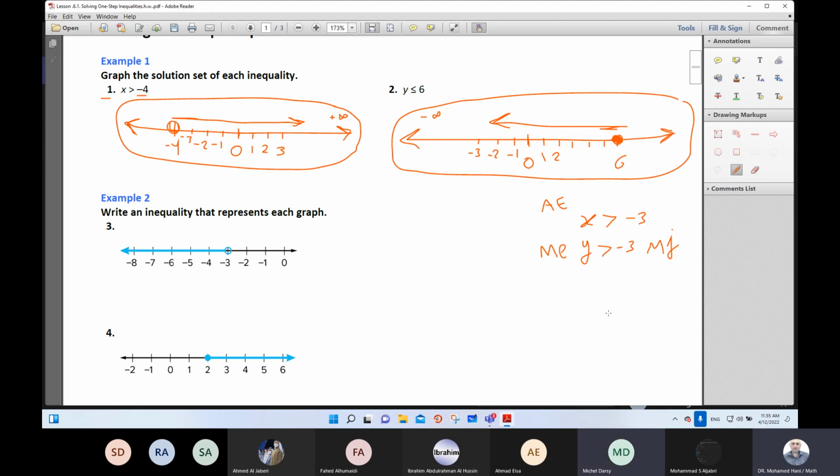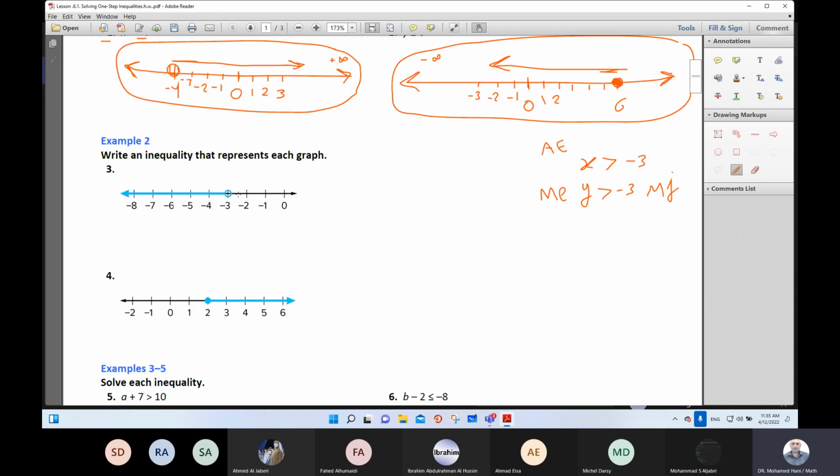Mister, do I solve the second one? Yes, you can. Okay. As you see here, we have an open circle, which means -3 is not included in the solution. And the direction of the arrow is to the negative side. If you choose the variable x, for example, the solution will be less than, because the direction is to the negative, so the values of x less than -3.